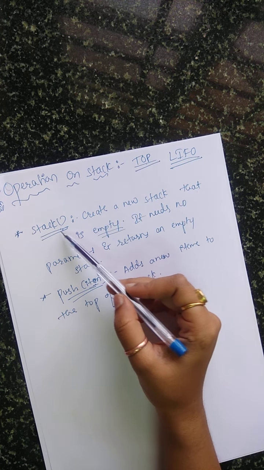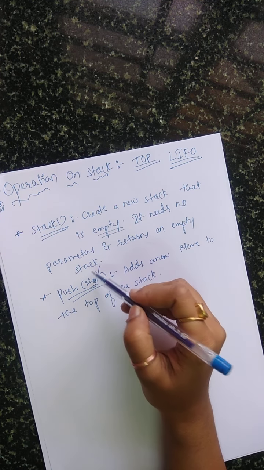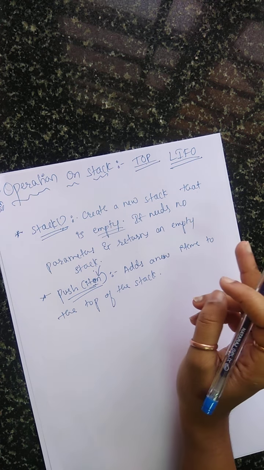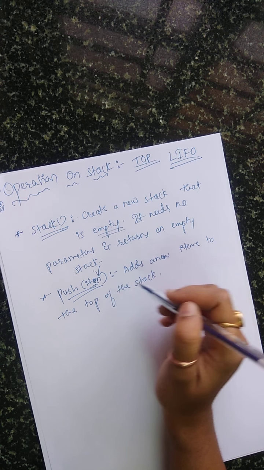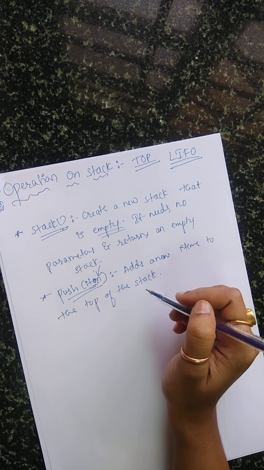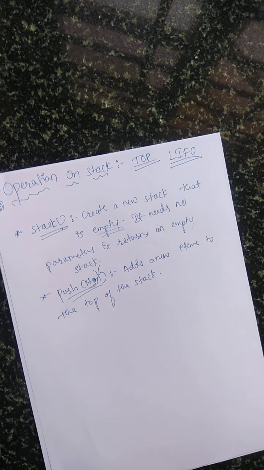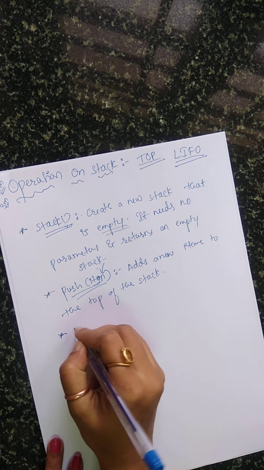Done. So in your push operation, it takes the element which you want to add, and returning is not possible, because in return we don't have anything. So whenever you want to add a new element into your stack, that time we use this push function, or the push operation we perform. After the second one, we have the third operation, called pop.